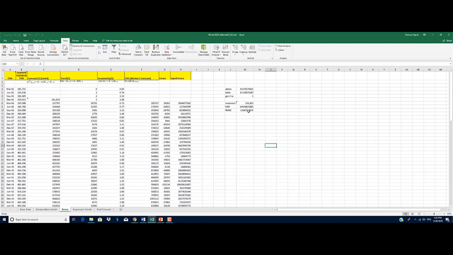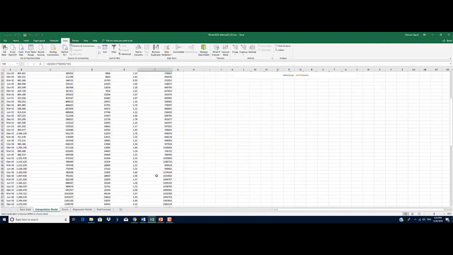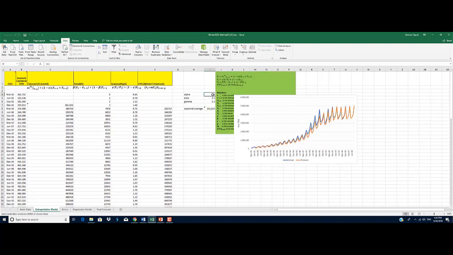As you remember, the root mean square error was 200,000 something before. Now it drops down to 118,476. So solver finds the lowest error possible given the constraints that we have chosen. Next, I'm going to copy down this alpha, beta, and gamma here. Now, as you see, our forecast is going to adjust to the new alpha, beta, and gamma.